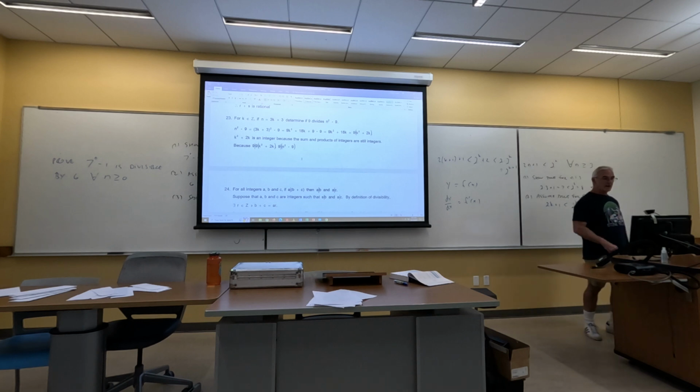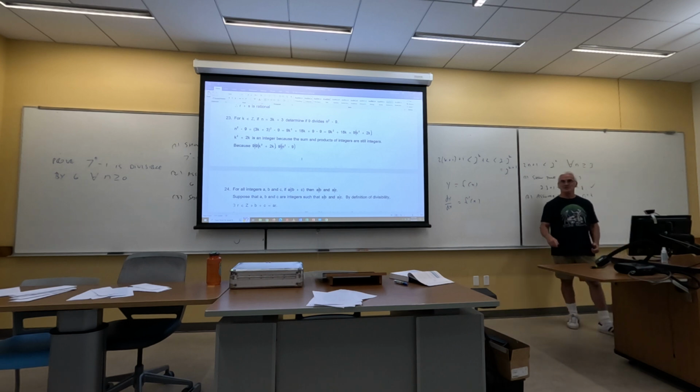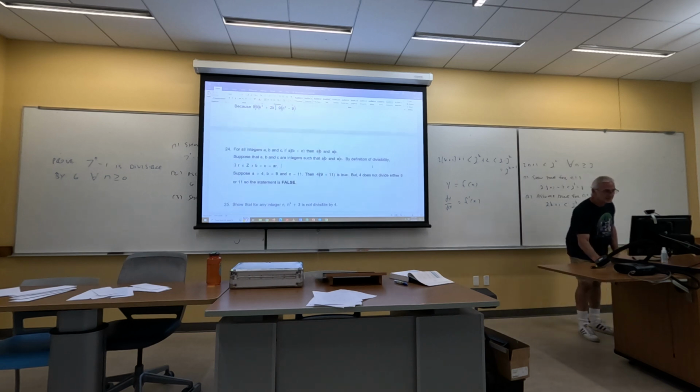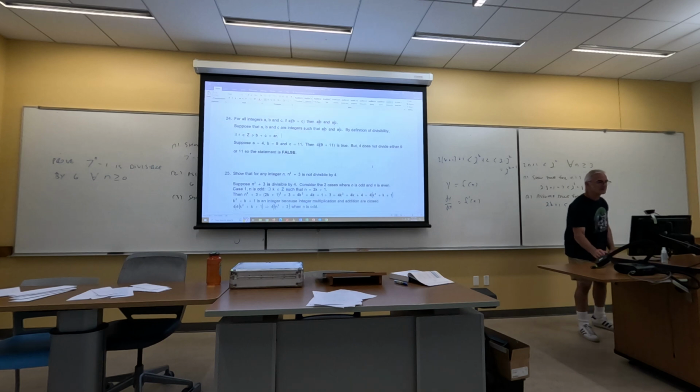Show that 9 does not divide n squared minus 7. So you might say, okay, let's assume there's at least one n where it does, and then you can show the contradiction. We did a problem like that. In fact, you turned in a quiz problem like that. Now, divisibility ones are usually kind of nice.